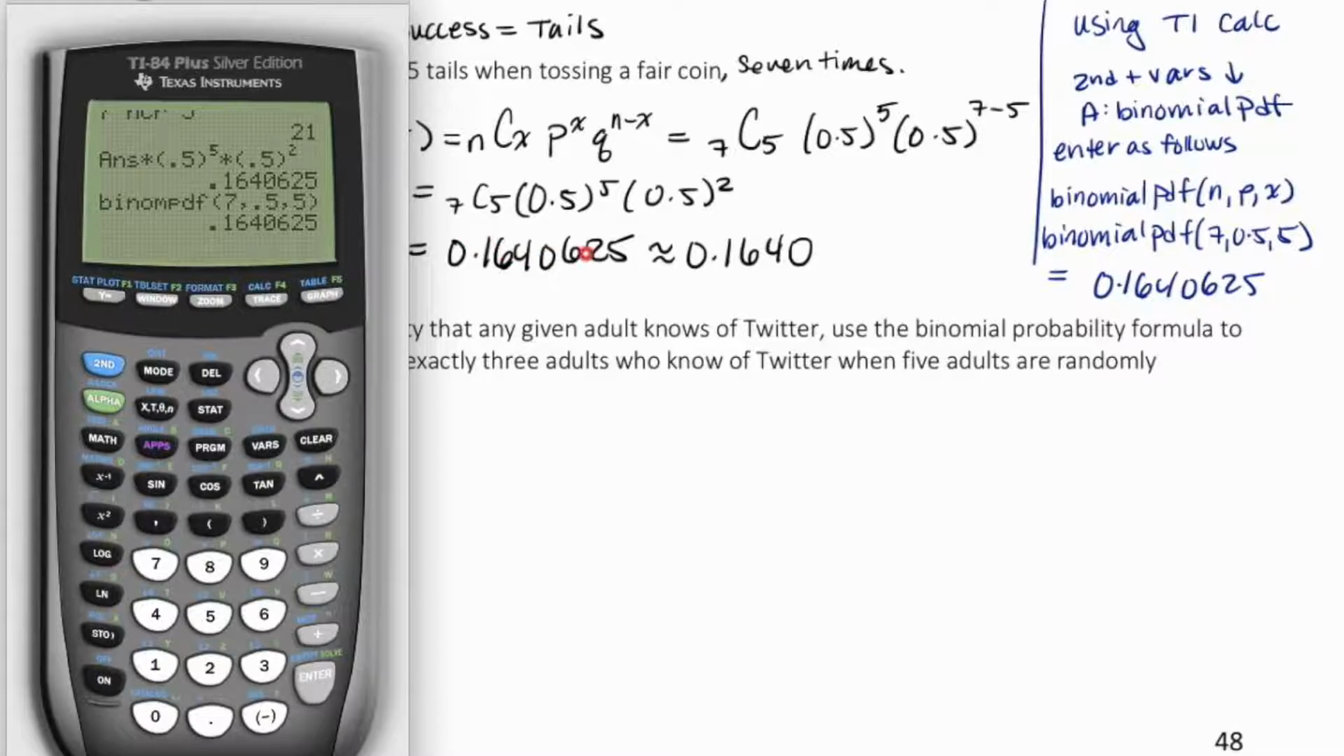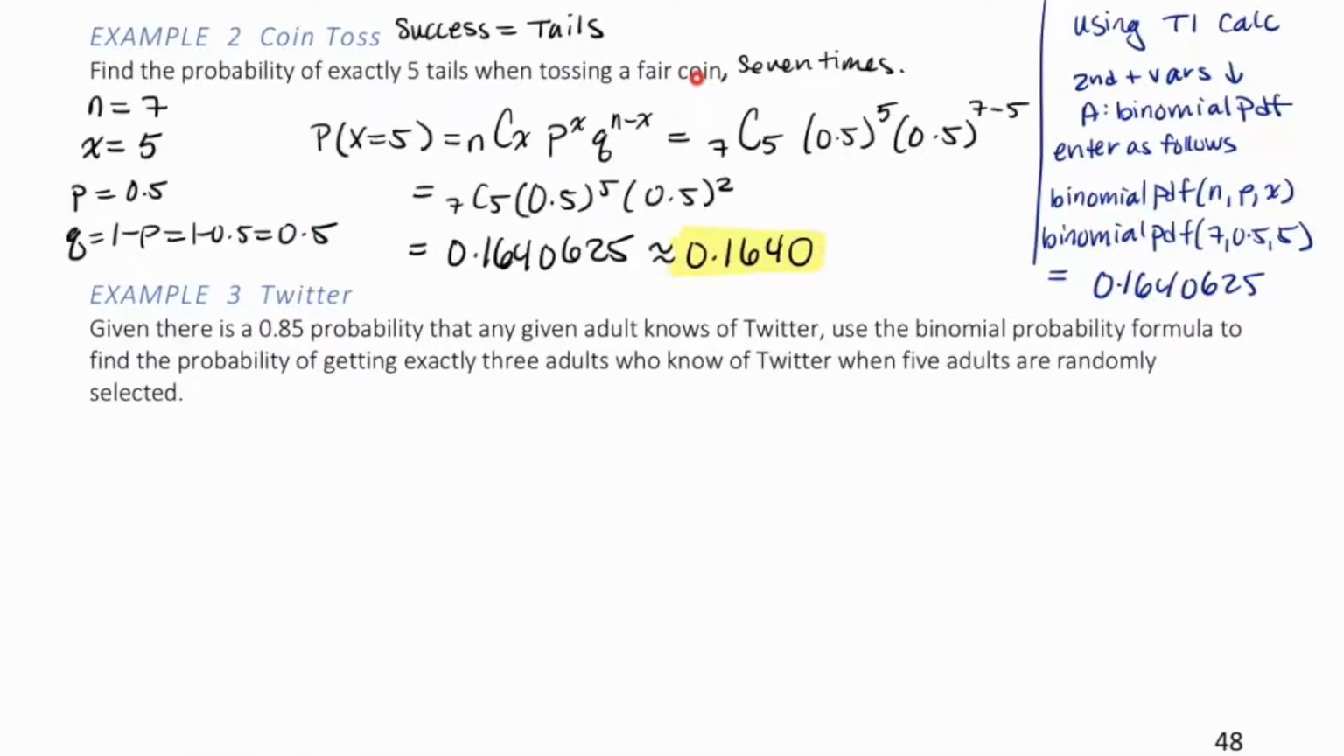And notice we got the exact same answer either way, and rounded to 4 decimal places here. So the probability of exactly 5 tails when tossing a fair coin 7 times is about 0.1640. Let's look at example 3.